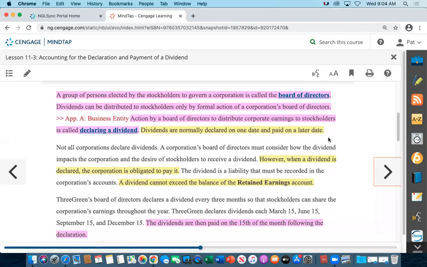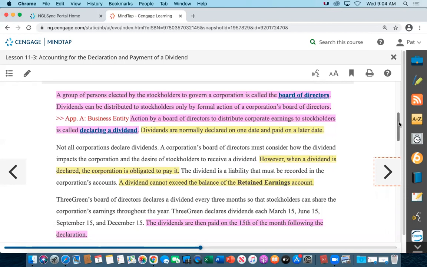That should possibly be highlighted in pink, because there's going to be a true/false question on the study guide for sure, something that'll say, when you declare a dividend, you pay it that day, true or false? False. You declare it one day, pay it a different day.